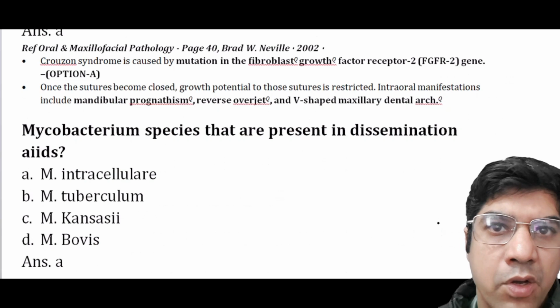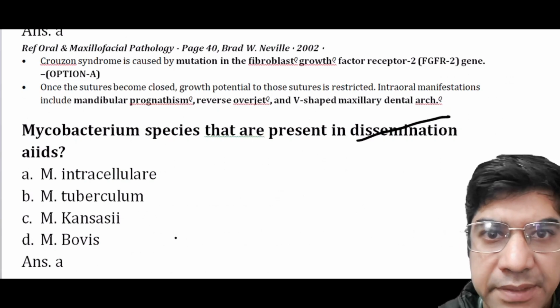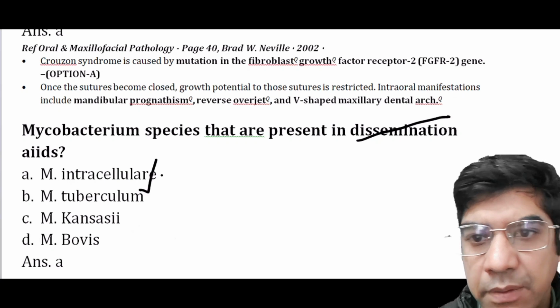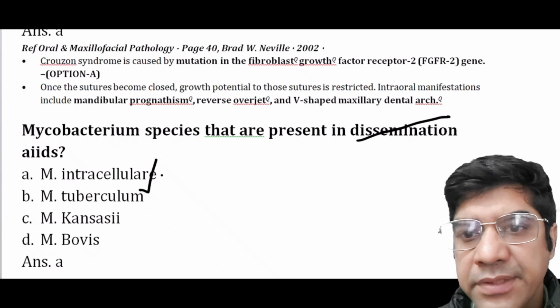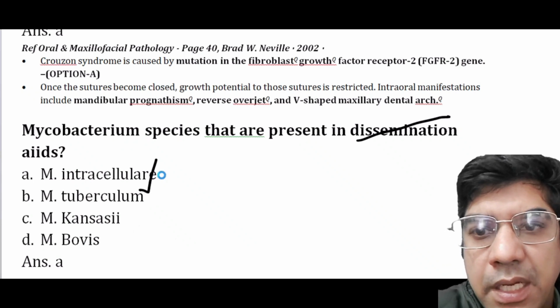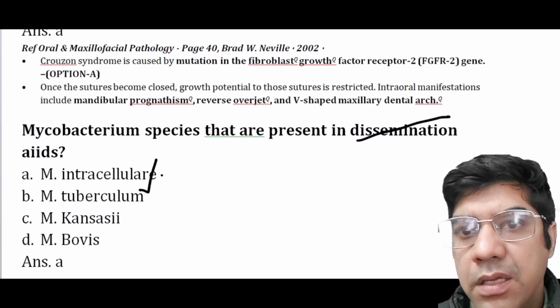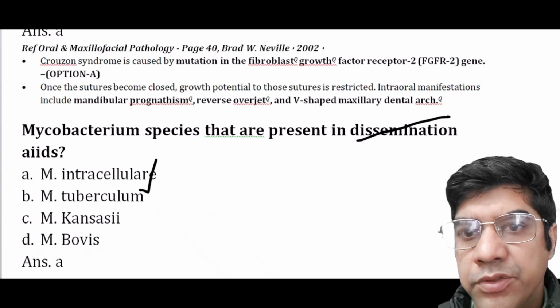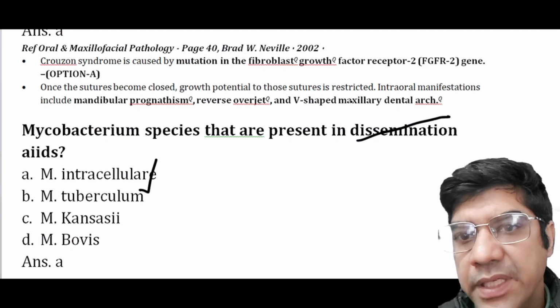Another question: mycobacteria species that are present in disseminated AIDS, it's M. intercellulare. So M. intercellulare is associated with AIDS. It is the most common atypical mycobacterium that involves HIV.